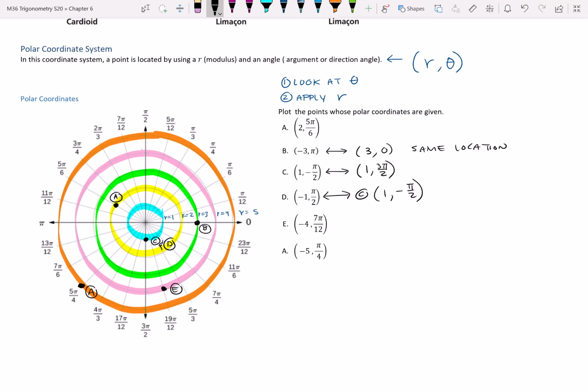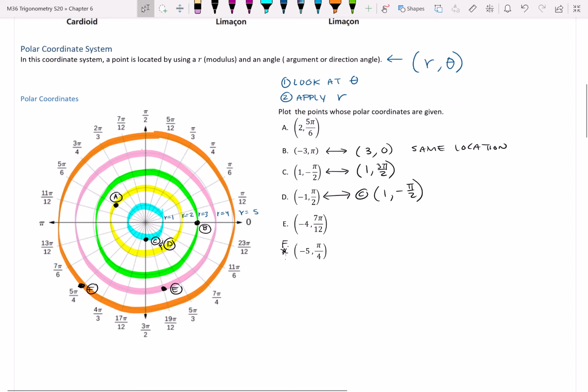Oh, I called it A for some reason. Let me change that. This should be F. So let me change that to F. Okay, it doesn't want to. Here, let me just do it by hand then. So that's going to be F. All right. Okay, hopefully that made sense.